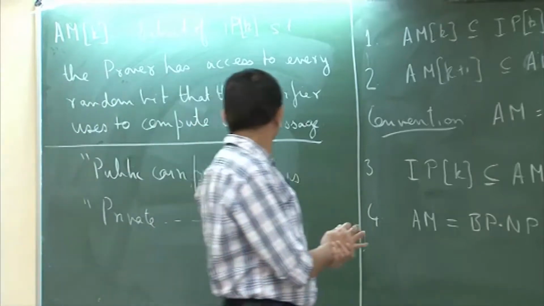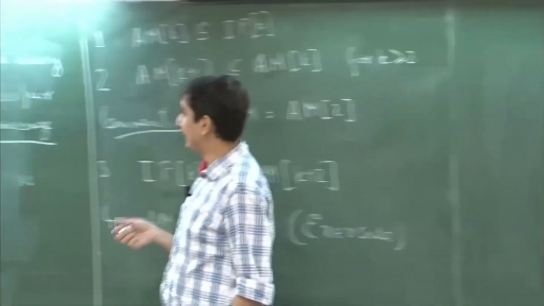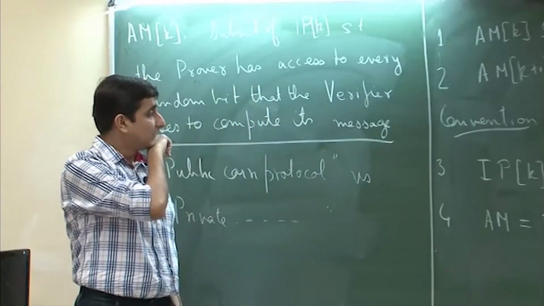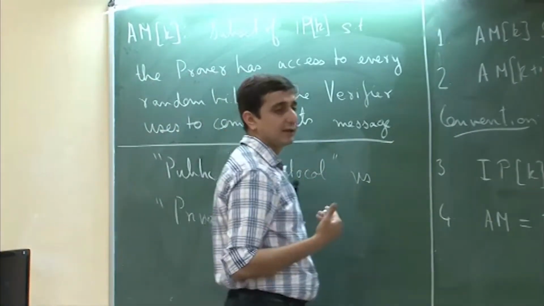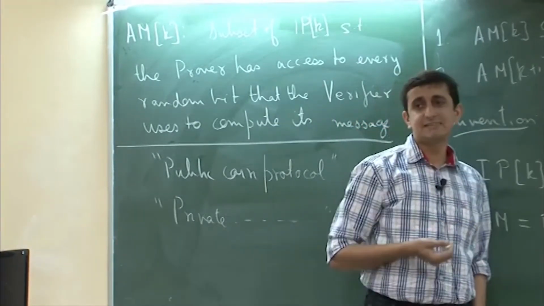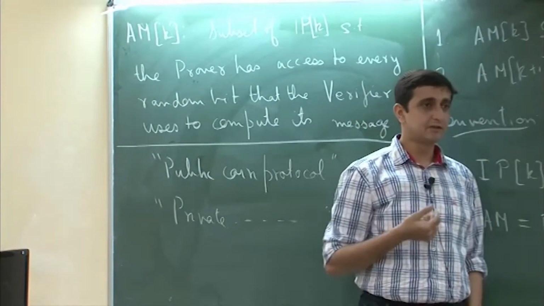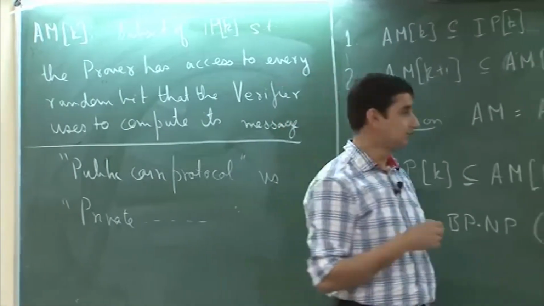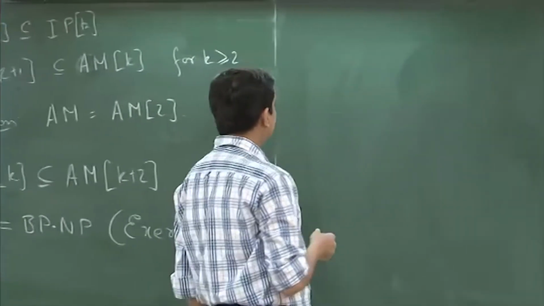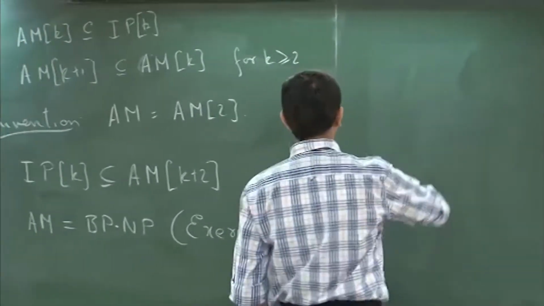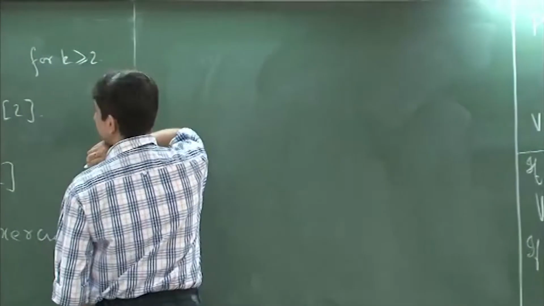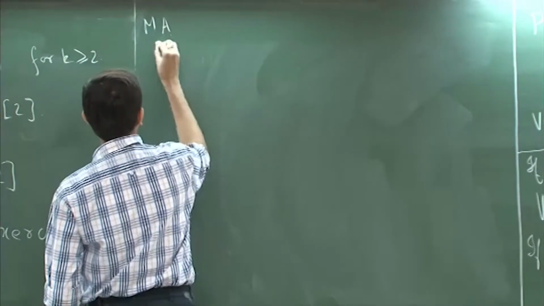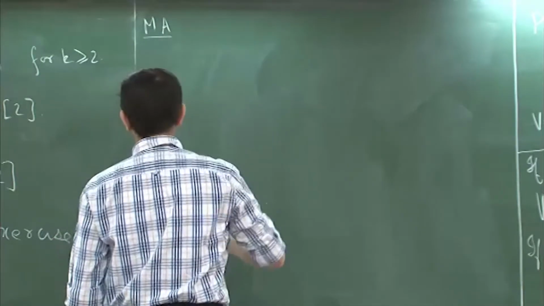Okay. So, what if we just change the protocol a little bit, and instead of Arthur first asking the question, what if Merlin decides to send some string to Arthur first, okay, and then depending on that Arthur would accept or reject. So, that is what this class MA is, which is Merlin Arthur.